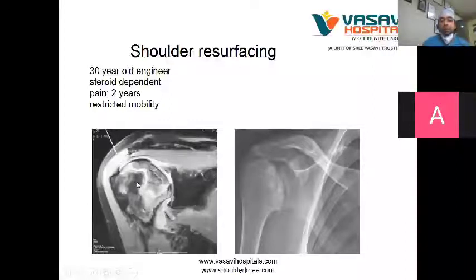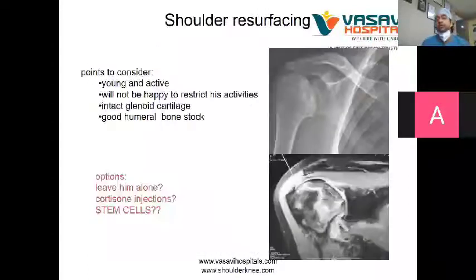So if you go back and see, this is a 30-year-old guy. You can't say that you restrict your movement or we will give you a total shoulder replacement. Obviously, you can't play sport with it, you can't throw, you can't lift anything heavy with a total shoulder replacement. Obviously, it won't suit him. He is not the one we can offer a shoulder replacement or a reverse shoulder replacement for.